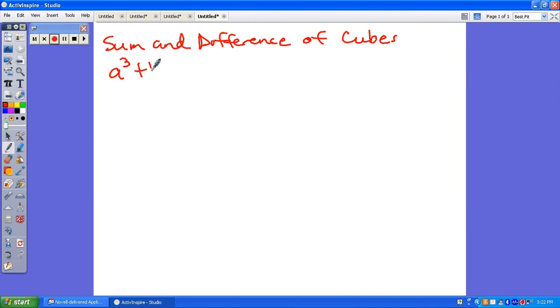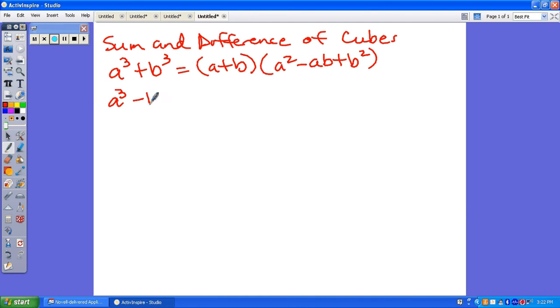So it's a cubed plus b cubed equals a plus b times the quantity a squared minus ab plus b squared. All right, and that's the sum of cubes, and so this would be the difference of cubes. And so it's a minus b times the quantity a squared plus ab plus b squared.